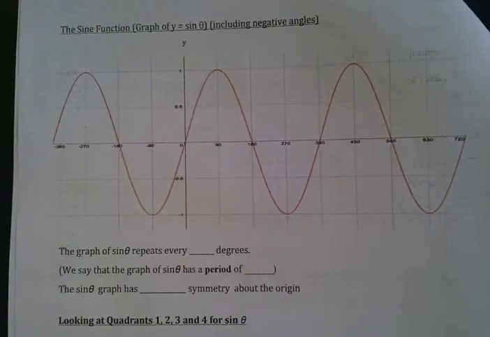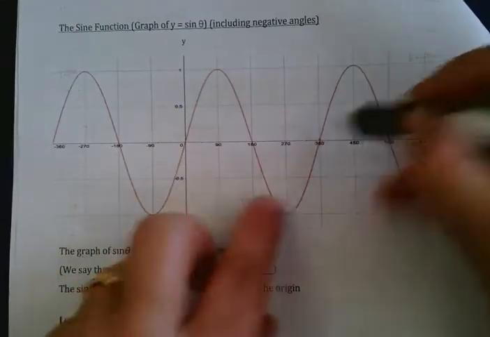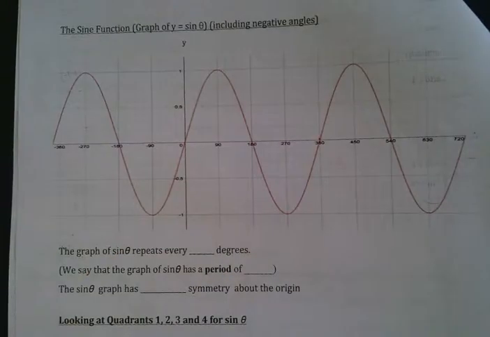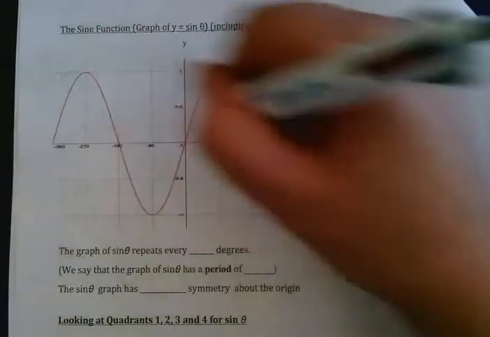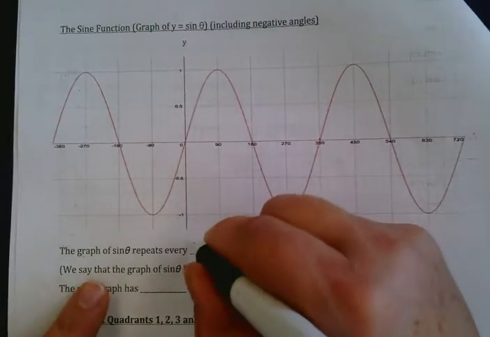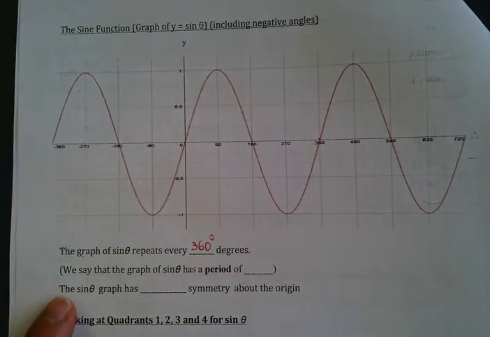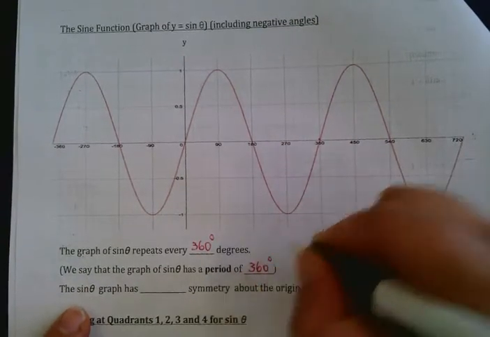The graph does not go on forever and ever. I mean, it does, actually. Sorry, it does. It doesn't just go from 0 to 360. There's 1 period, 2 periods. It repeats every 360 degrees. And we're also going to be looking at negative angles next lesson and how to draw them as well. So then it can go backwards, negative 180, negative 360. Okay, so the graph of sine theta repeats every 360 degrees. We say that the graph of sine theta has a period of 360 degrees.